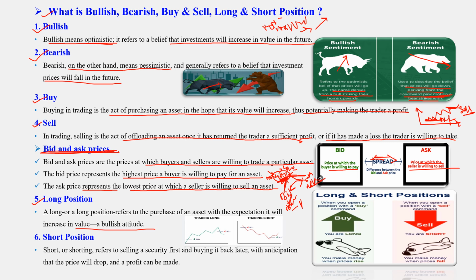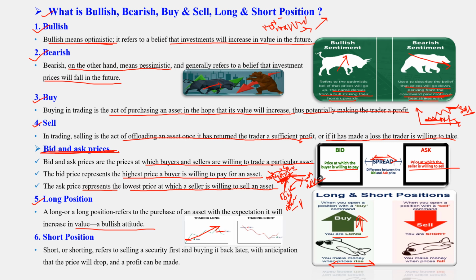That's why we expect this at this point, and we are buying this stock at this position, and after some time we need to sell this stock, so we are making a profit. This way is called a long position, right? As I said, also mentioned in the image, when you open a position with the buy command, you are long, and you make money when prices rise, right?